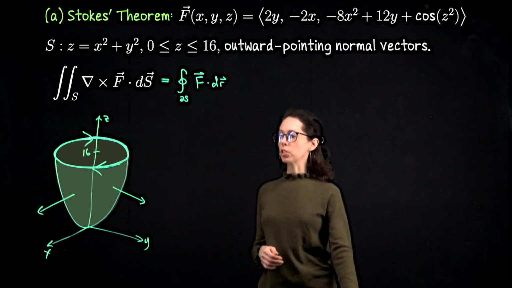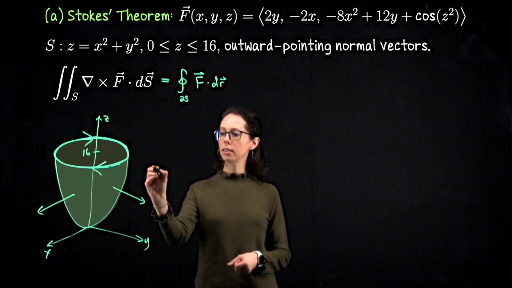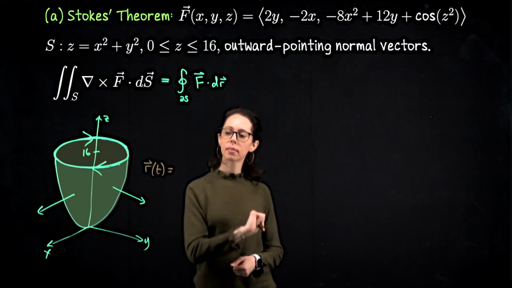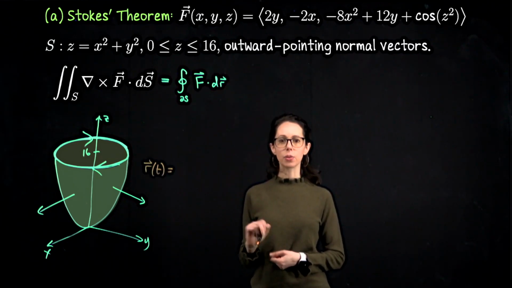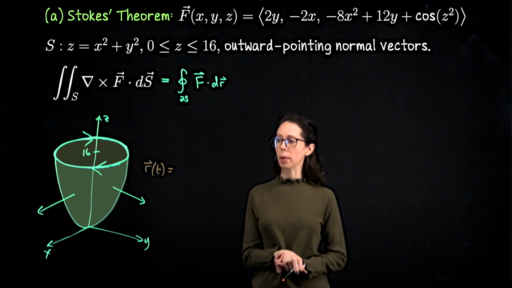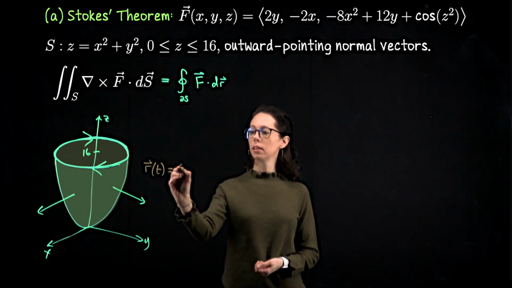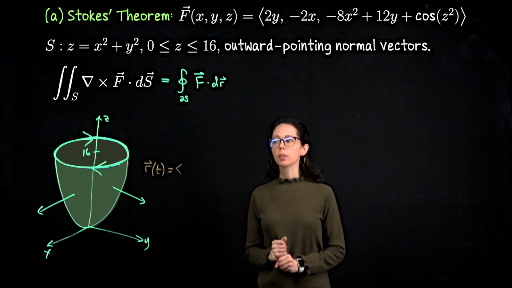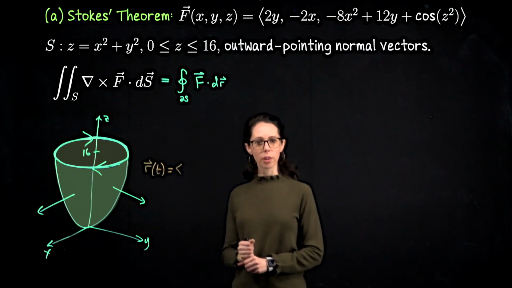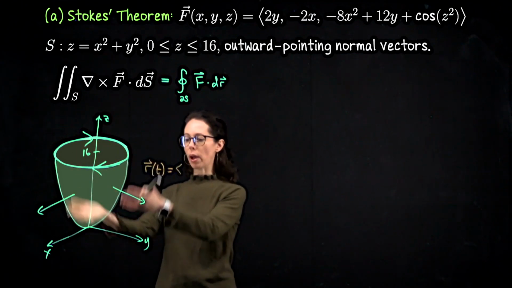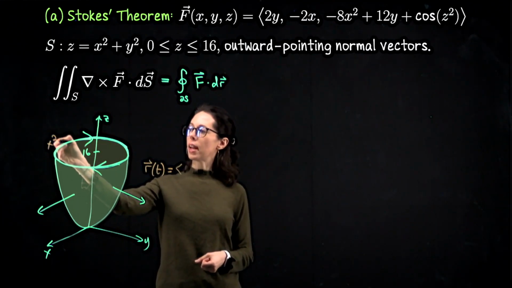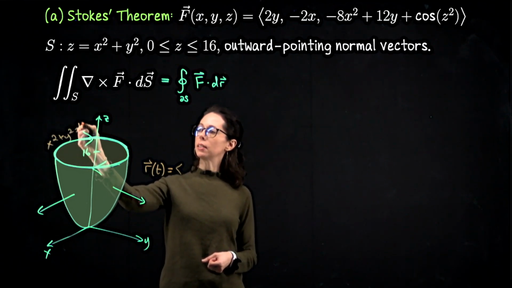Let me write the parameterization here. I'm going to parameterize the boundary of our surface, C, using a parametric description. So this is going to be a parameterized curve. What's happening here is that z equals 16, but also for the paraboloid, z equals x squared plus y squared. So the circle is satisfying that x squared plus y squared equals 16.